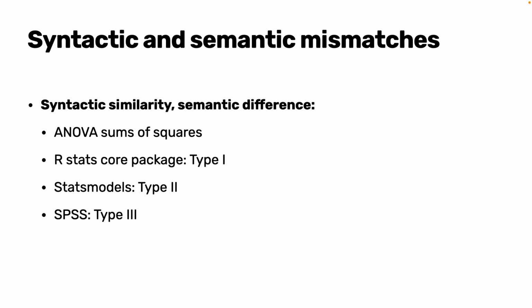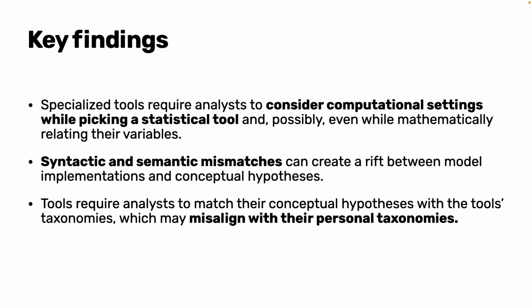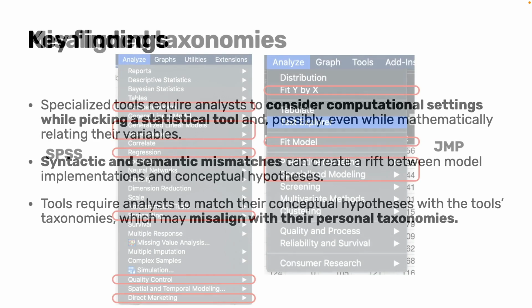So in the R stats core package, the default is to use type 1, in the statsmodels package, the default is type 2, whereas in SPSS, it's type 3. And these three different sums of squares procedures lead to different F statistics and p-values, which may lead analysts to different conclusions. But more importantly than that, they actually test very different conceptual hypotheses. Furthermore, we found that tools require analysts to match their conceptual hypotheses with tools' taxonomies, which can be idiosyncratic. And in fact, we often found misalignment and inconsistencies between these taxonomies.